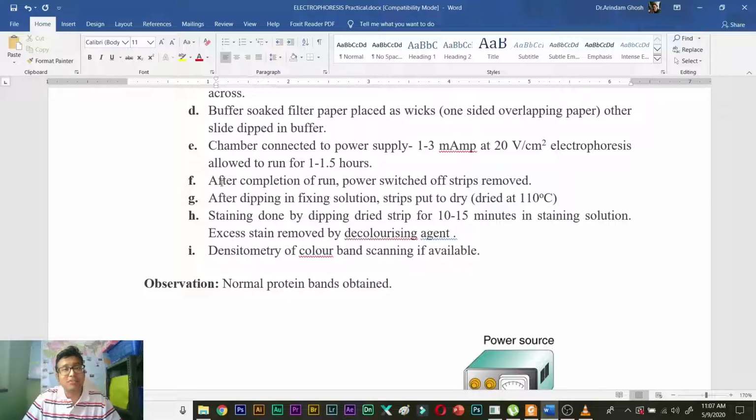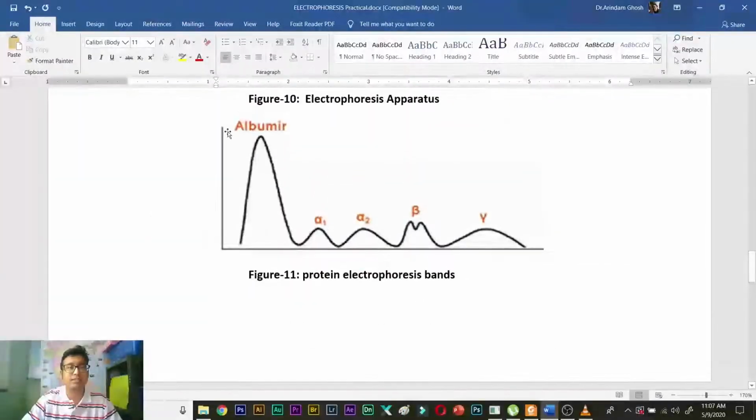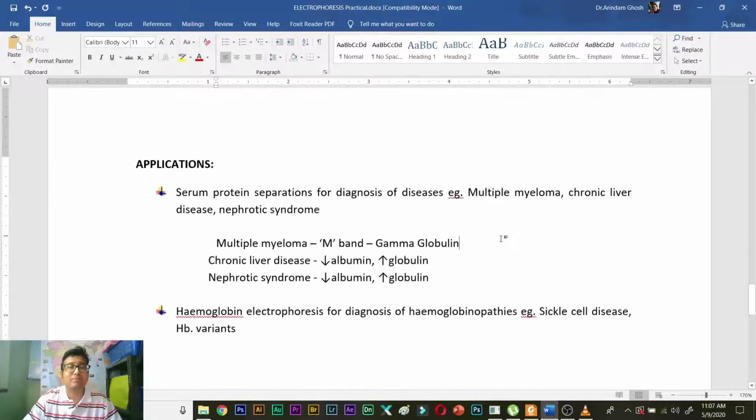In case of protein electrophoresis, we place it in a fixator, that is NaOH, and then in a staining solution followed by a destaining solution, and then a densitometric analysis, which will lead to this type of figure and band. The applied importance is these: multiple myeloma, M band, gamma globulin; and chronic liver disease and nephrotic syndrome, low albumin and high globulin.